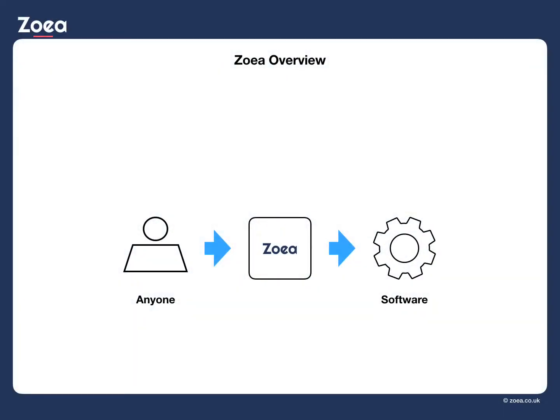Zoea is a revolutionary AI that lets anyone write code without having to learn a complex programming language. Zoea users describe the program they want using one or more test cases. As we shall see, most people can produce test cases without knowing anything about coding.